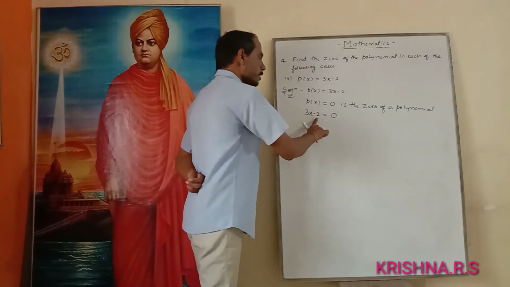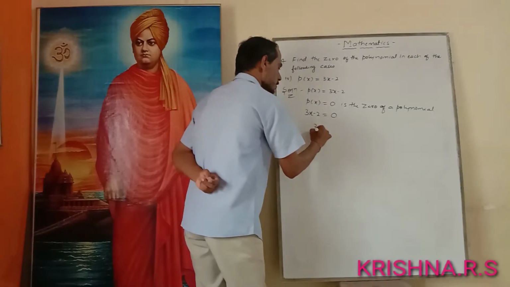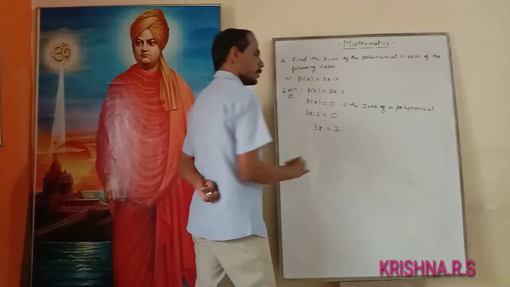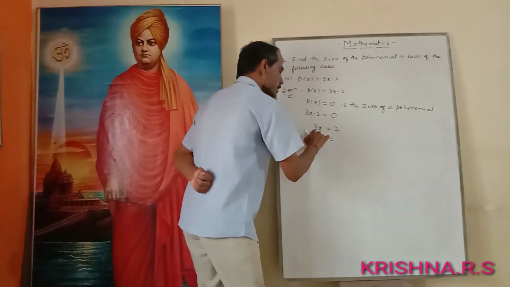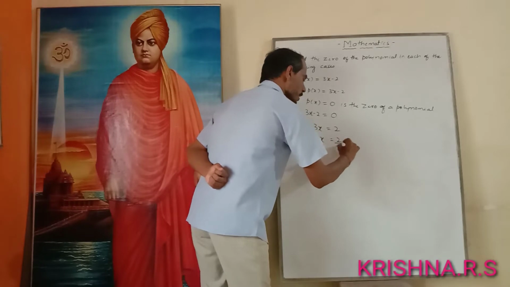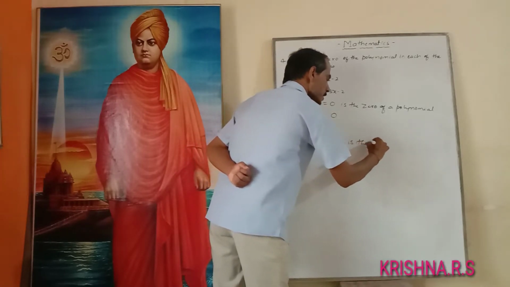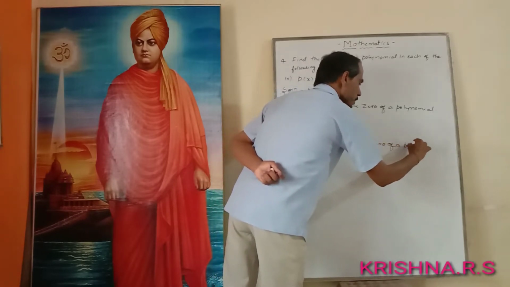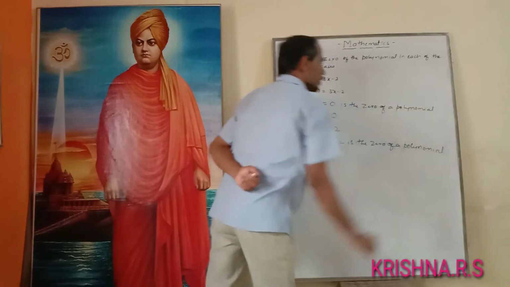Next, send the constant number to the other side. Okay. Then 3x is equals to minus 2 becomes plus 2. Then next step, x is equals to 2 divided by 3, cross multiplied. This is the 0 of a polynomial.